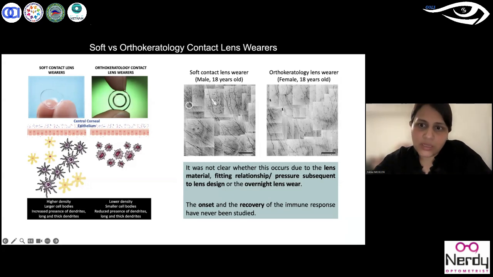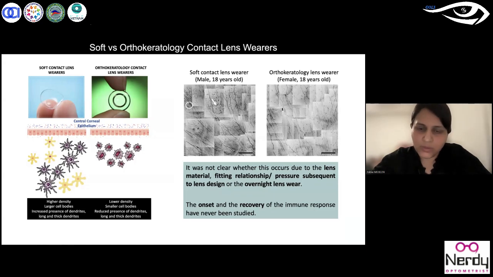So we observed that the people who are wearing soft contact lenses for many years have immune activation and cells have moved in. They are larger in cell bodies. They have more dendrites, thick and long dendrites. And in people who are wearing orthokeratology lenses for many years, the cells have left the central cornea. But if they are there, they are present usually with a very small cell body and without any dendrites. Now we wanted to know, okay, we know in soft contact lens wear this is an inflammatory response.